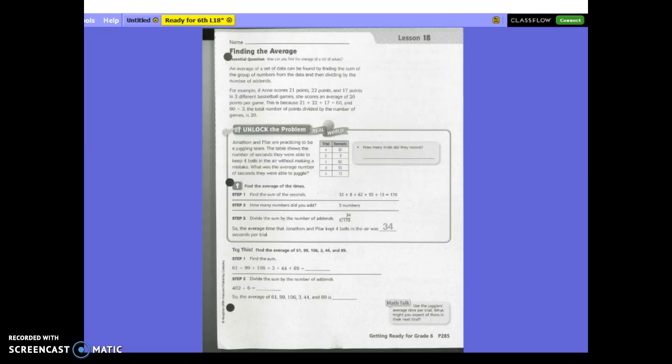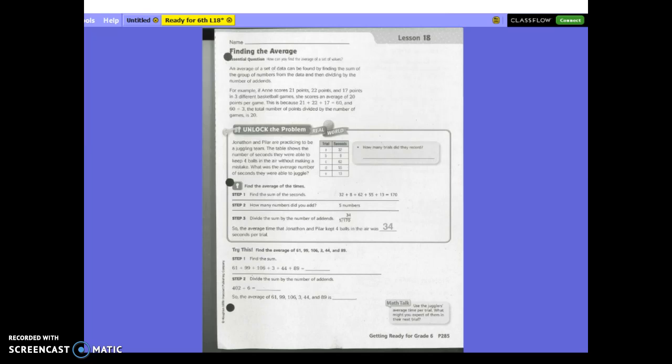For example, if Ann scores 21 points, 22 points, and 17 points in 3 different basketball games, she scores an average of 20 points per game. That is because 21 plus 22 plus 17 is 60, and 60 divided by 3, because that's the number of games we're looking at, and the number of point values we have there. The total number of points divided by the number of games is 20.